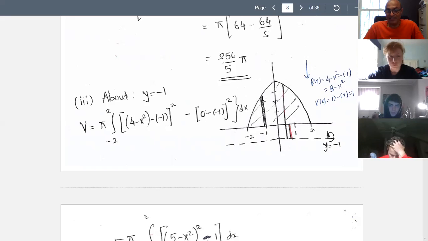My capital Rx is starting from the top part of the strip to the bottom, to the axis of revolution. So at the top part of the strip, there is a curvature. That is 4 minus x square, to the axis of revolution, which is -1. So 4 minus x square minus -1. That is my capital Rx.